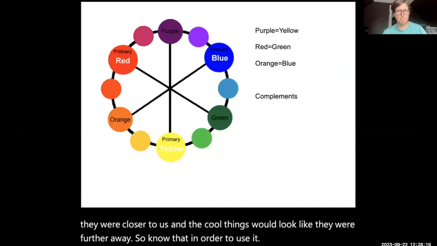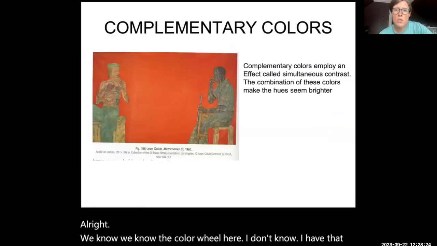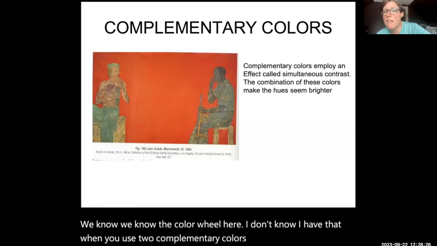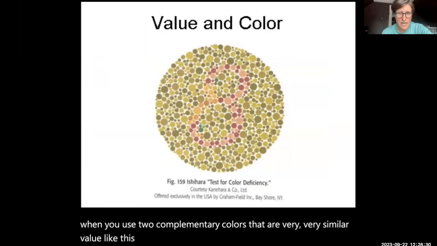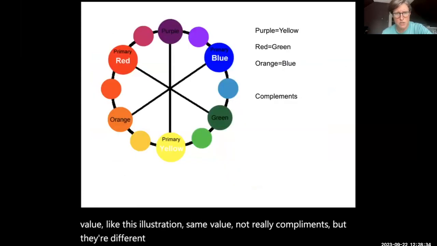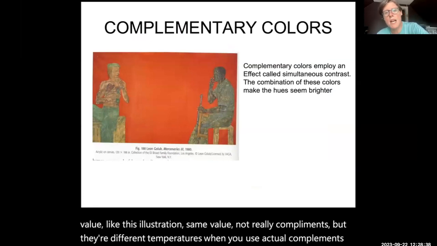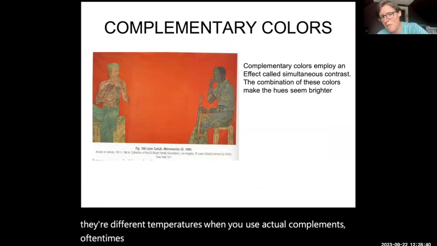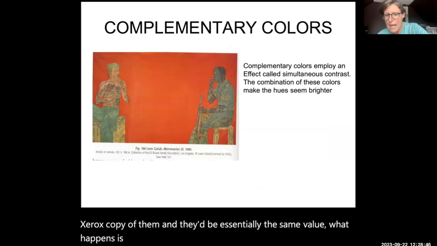All right. We know the color wheel here. When you use two complementary colors that are a very similar value, like this illustration, same value, not really complements, but different temperatures. When you use actual complements, oftentimes, if we use them in the same value, so if we were to take a Xerox copy of them and they'd be essentially the same value, what happens is vibration. The eye moves them back and forth and we see movement.